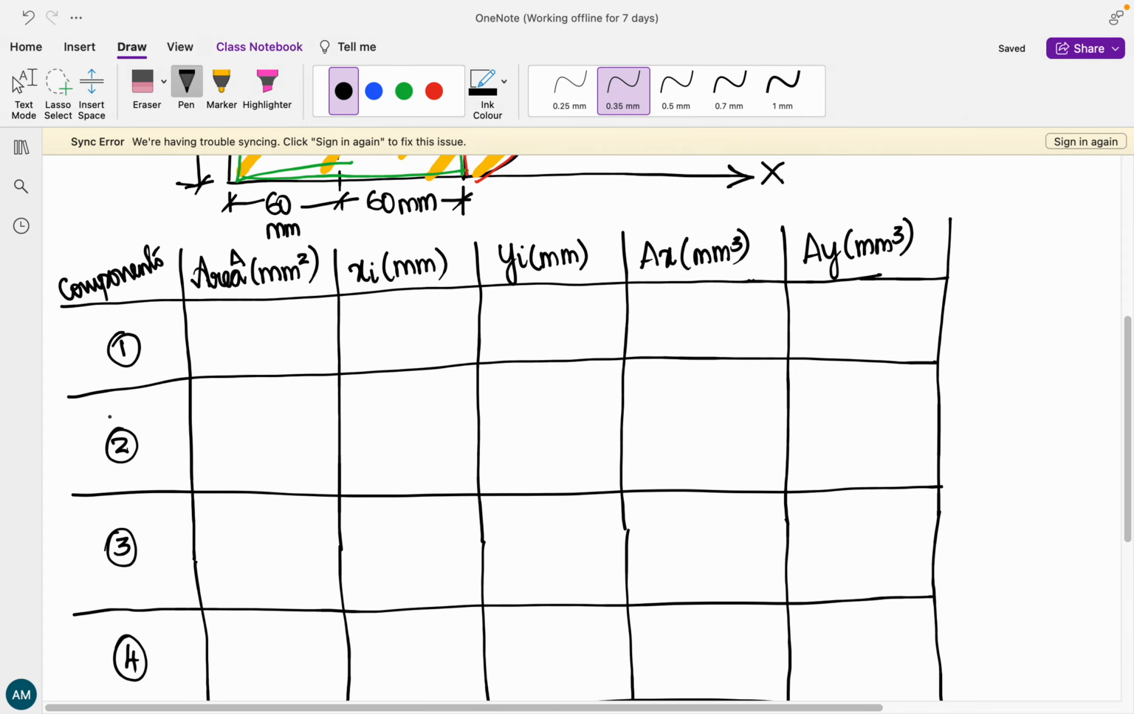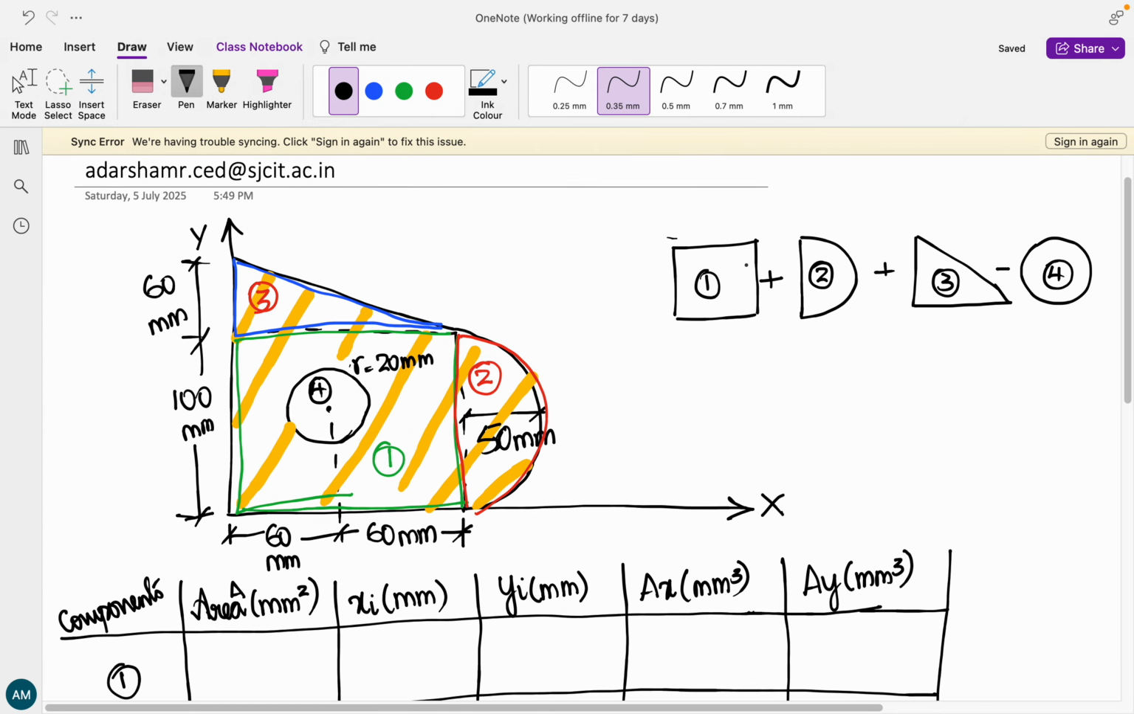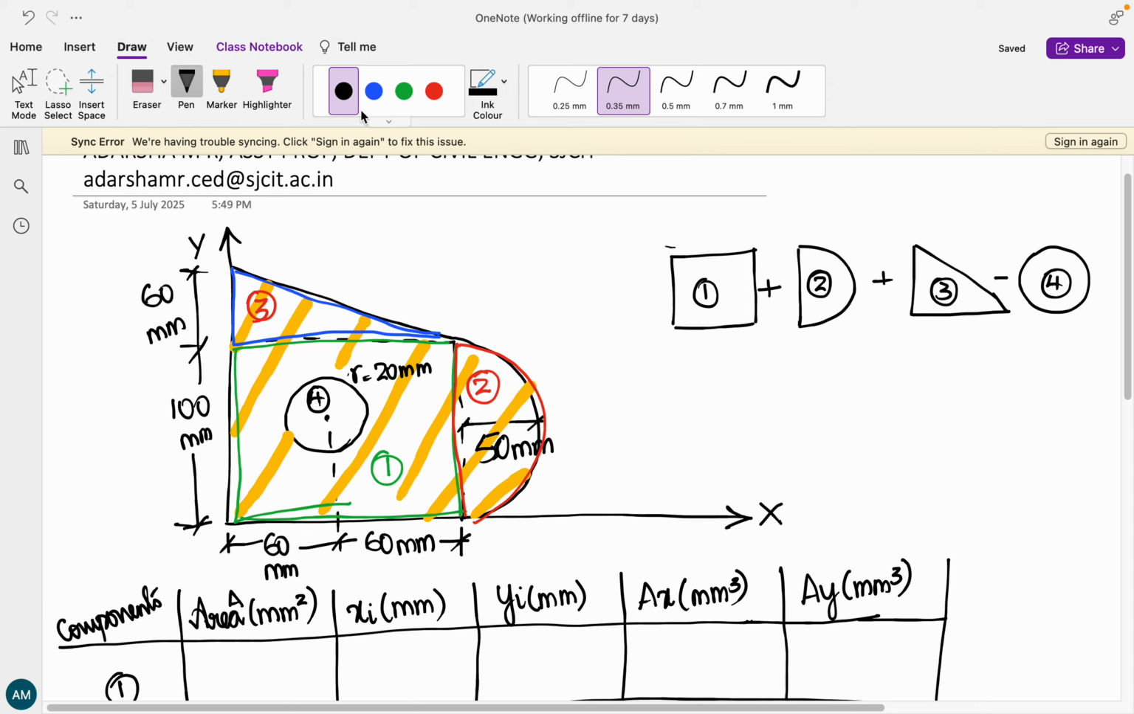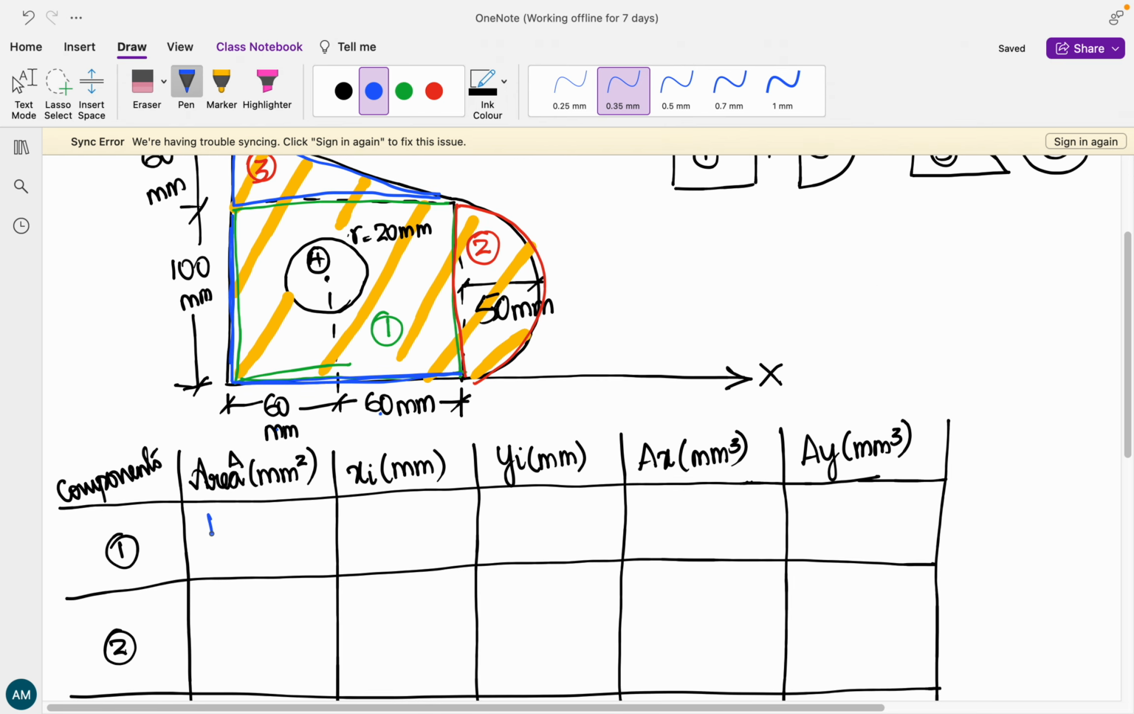So the first component is the rectangle that we have considered over here. For that, if you can see, the breadth is 60 plus 60, that is 120, and the depth is going to be 100. So the area is going to be 120 into 100. If you multiply, it is going to be this value.